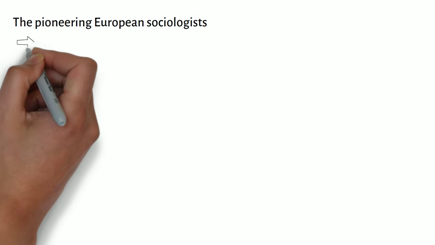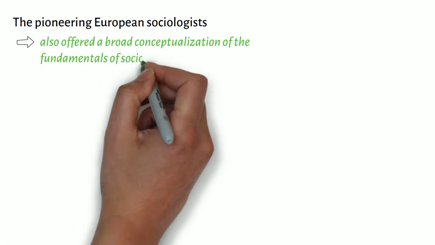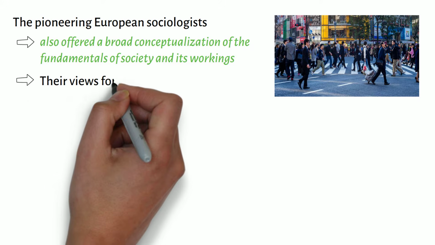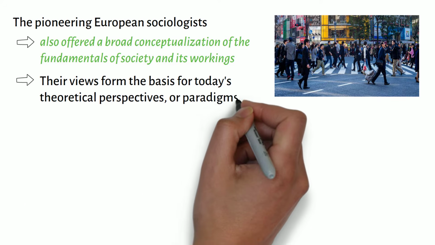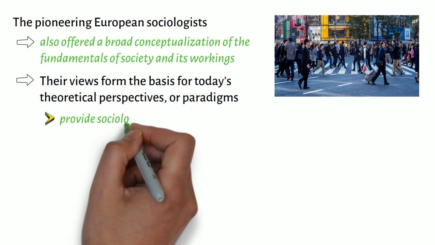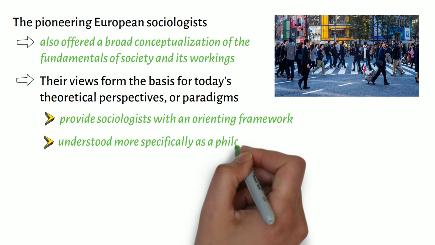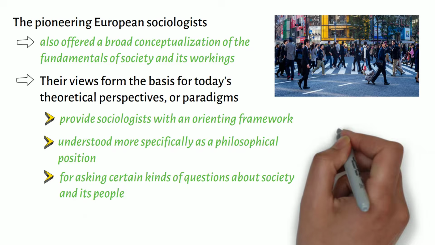The pioneering European sociologists, however, also offered a broad conceptualization of the fundamentals of society and its workings. Their views form the basis for today's theoretical perspectives, or paradigms, which provide sociologists with an orienting framework, understood more specifically as a philosophical position, for asking certain kinds of questions about society and its people.